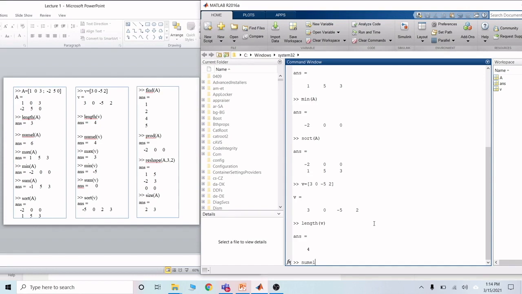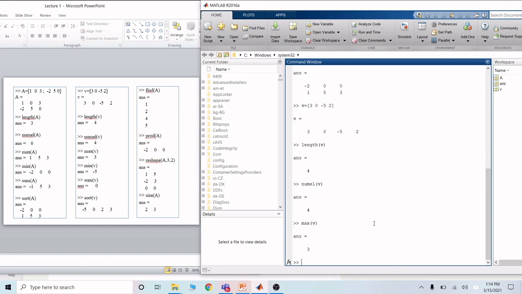numel(V). How many elements in vector V? It is 4. Max of V. What should be max of V? Max of V is equal to 3.